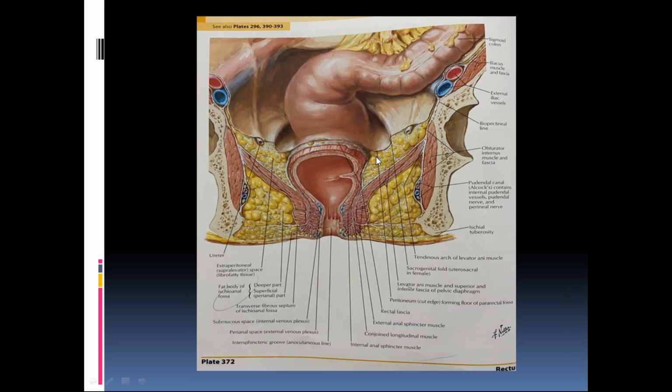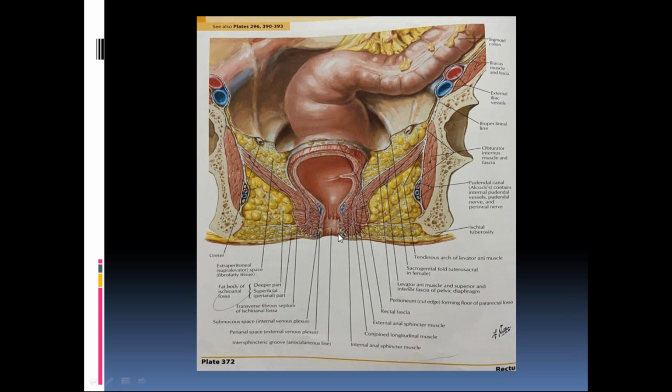Here you can see number one I discussed is the supralevator space. Abscess can form here. This is the ischiorectal fossa or ischiorectal space. Abscess can form here also. Here you can see the perianal space. This is the perianal space. Abscess can form here also.